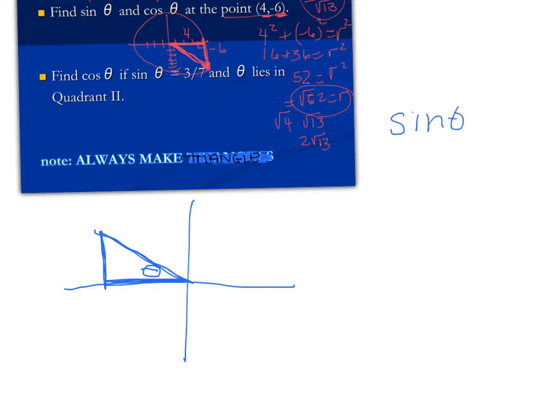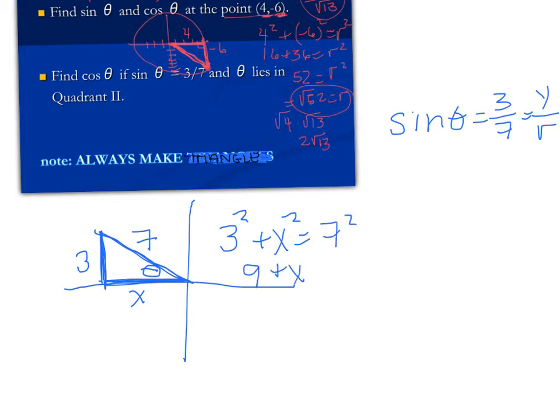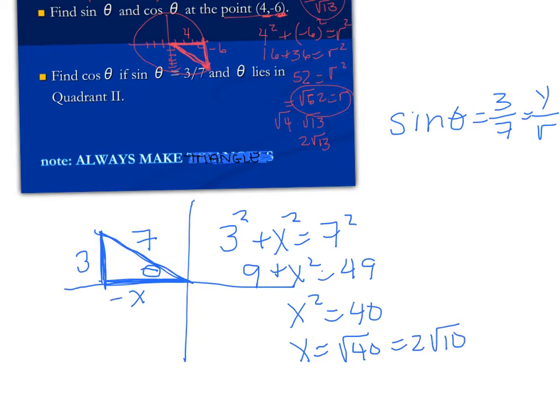So since sine is equal to 3/7 and sine is y/r, I know my y value and I know my r value. My y value is 3. That's a vertical distance, so 3. My r is 7. Now I can easily figure out what my x value is by, again, using Pythagorean theorem. So we have 3 squared plus x squared equals 7 squared. So 9 plus x squared equals 49. Subtract 9 from both sides. X squared is equal to 40. So x is equal to the square root of 40, which simplifies down to 2 root 10. So here my x value is 2 root 10.